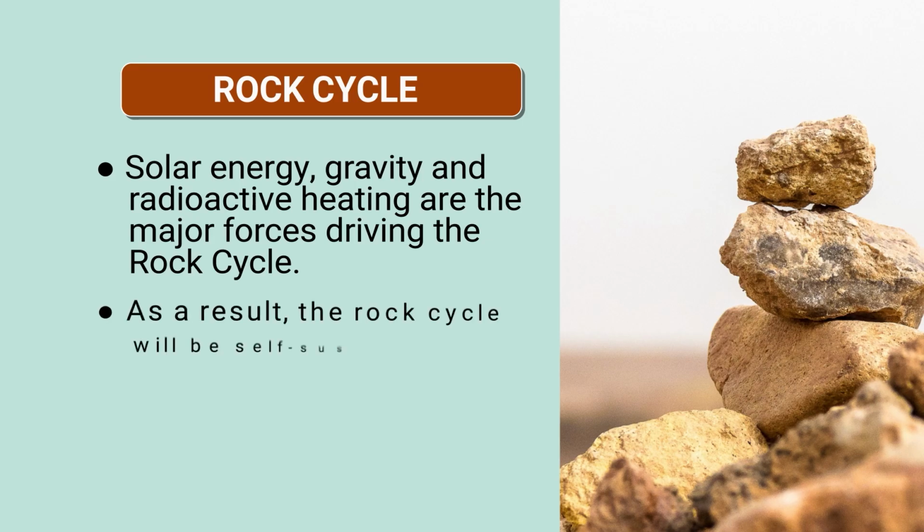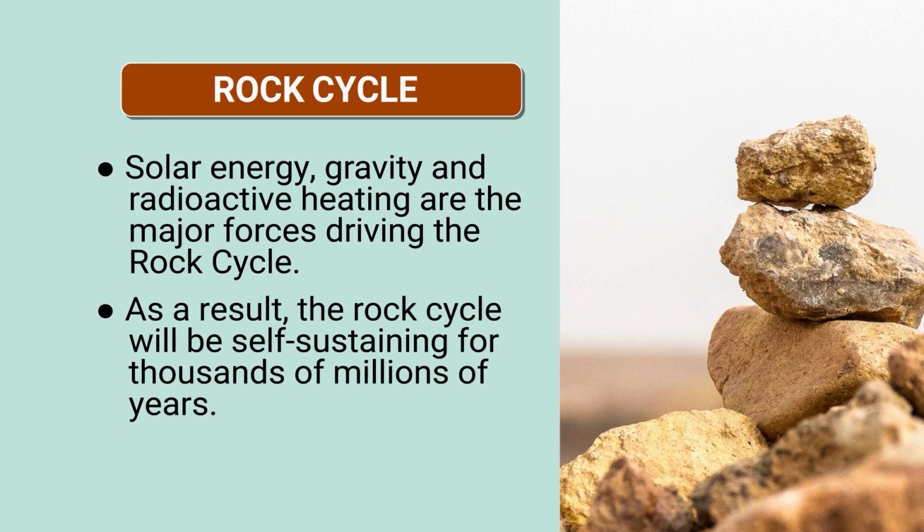As a result, the rock cycle will be self-sustaining for thousands of millions of years because radioactivity has a long life. So long as heat is there, it will keep on occurring and this cycle will occur. So long as sunlight falls, there will be external changes which will take place and that will result in the rock cycle. So this is what we have to understand.